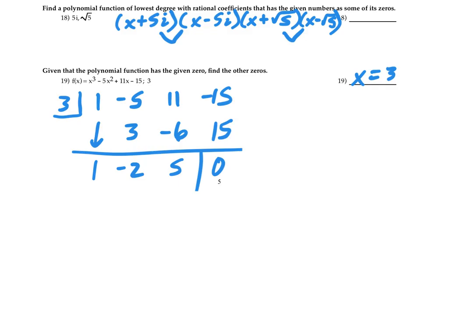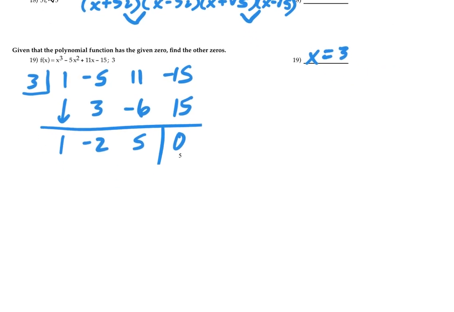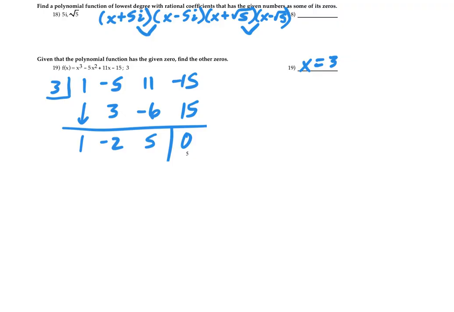So it says find the other zeros. You probably don't have to list out 3, but I'm going to list out 3 because we already know 3 is a 0. I got to find the other 2 zeros here. So we're going to write this. We started as a cubic. We're going to write it as a quadratic.